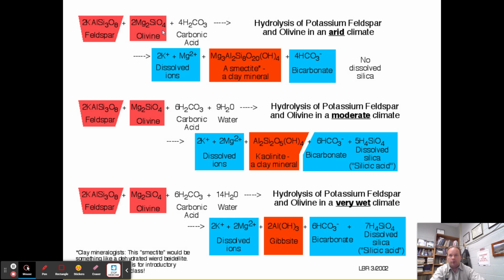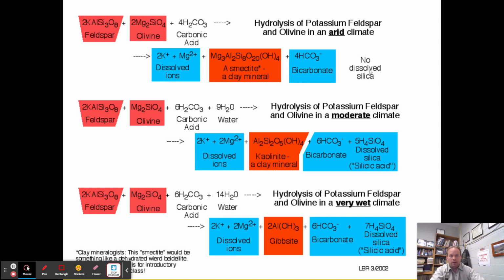Notice here at the beginning of these equations, it's always the same: feldspar, olivine, carbonic acid, and water in this case, because now you have a moderate climate, a moderately wet climate. Here you have a very wet climate. You're adding a lot more water. It says 14 H2Os here, 9 H2Os here. But again, feldspar, olivine, carbonic acid. So you're not adding much in the way of water, if anything. Here you're adding some water, and here you're adding a lot of water. And you end up with dissolved ions, bicarbonate plus silica, silicic acid in both these cases.